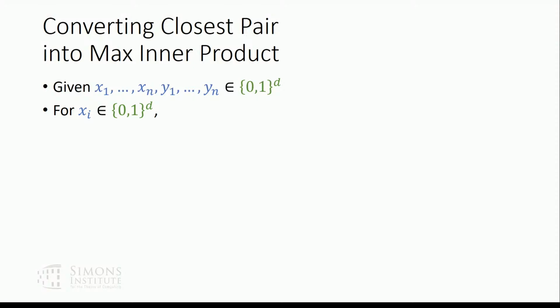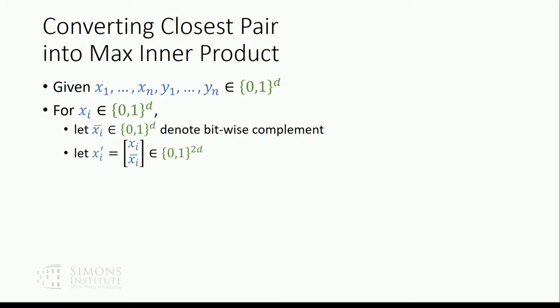Okay, so let me first do one trick, which is I'm going to convert from closest pair to a different related problem, approximate maximum inner product, which is going to be helpful because attention involves lots of inner products in the attention matrix. So given as input these n x vectors and n y vectors, let me define some things. For a given one of the x vectors, which is a dimension d 0, 1 vector, first I'm going to let x_i with a bar on top be the bitwise complement. So the entries that were 1s are 0s, and the entries that were 0s are 1s. And then I'm going to let x prime be the concatenation of x and its complement.